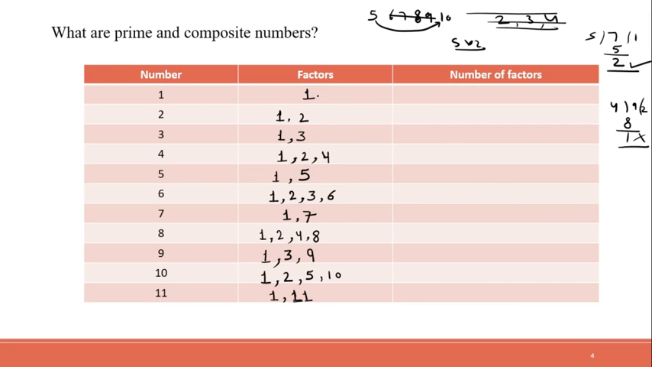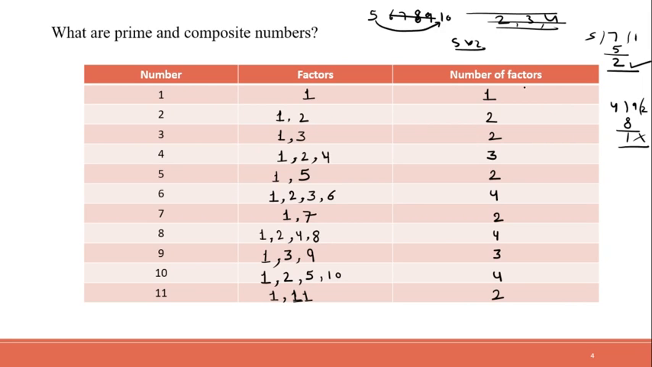Now tell me, how many factors of 1? 1 only. How many factors of 2? 2. How many factors of 3? 2 again. How many factors of 4? 3. How many factors of 5? 1 and 5, 2. How many factors of 6? 1, 2, 3 and 6, that is 4. Then 7, 2 only, 1 and 7. Then 8, 1, 2, 4, 8, 4 factors. Then 9, 3 factors. Then 10, 1, 2, 5 and 10, 4 factors. Then 11, 2 factors. Now can you tell me which number is prime and which is composite?